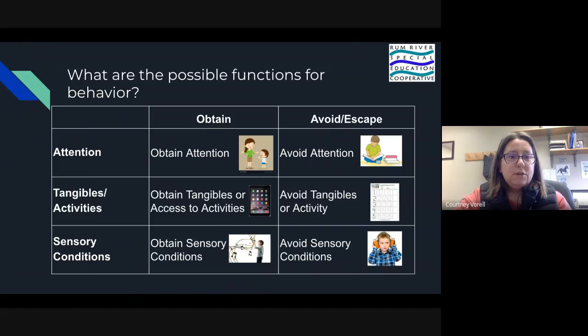The last possible function that we're going to talk about is sensory conditions. So we may have a student who's trying to obtain a sensory condition. So maybe they're trying to access something, like if they're shaking their head back and forth over and over, they may want that stimulation. They're trying to obtain it. They're trying to get this feeling, the sensation that they're desiring. And likewise, if they're avoiding or escaping a sensory condition, they may, again, run out of a room if something is perceived as too loud, even though we may not think it's very loud. To that student, it is.